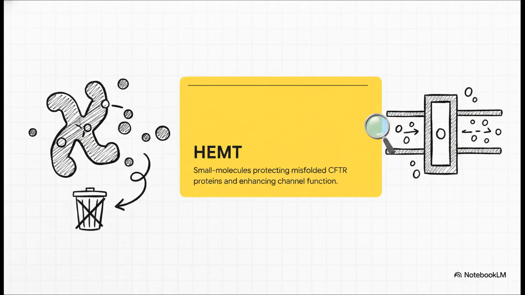Remember how we talked about that F508del mutation causing the protein to misfold and get destroyed? Well, these small molecule drugs, medications like ivacaftor, tezacaftor, and elexacaftor, actually go right into the cell and protect that misfolded CFTR protein from being degraded.